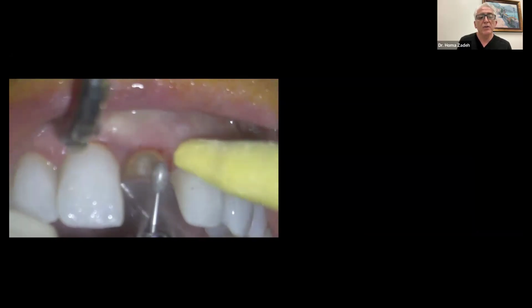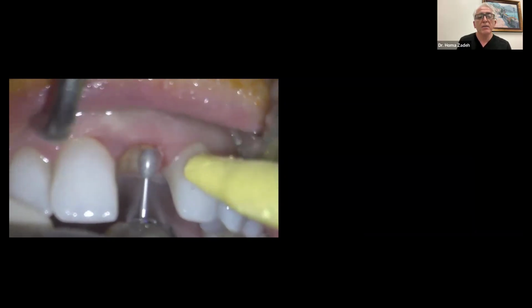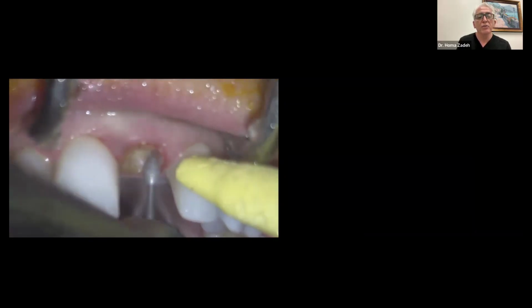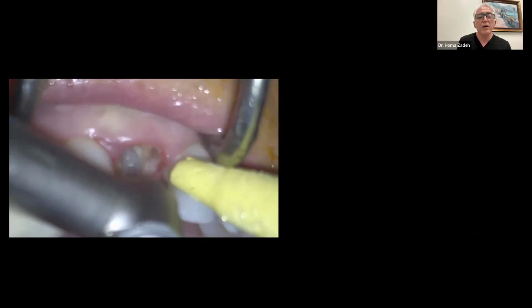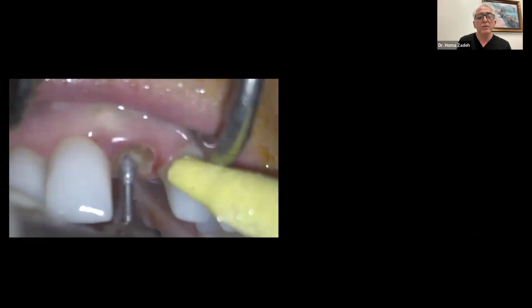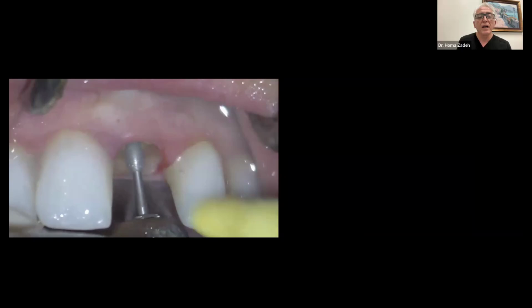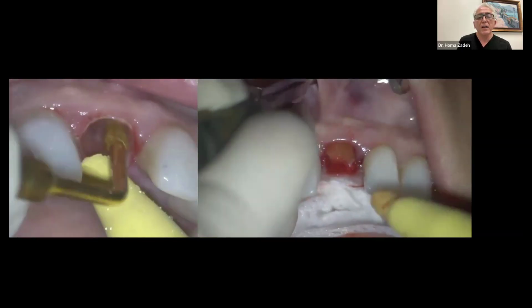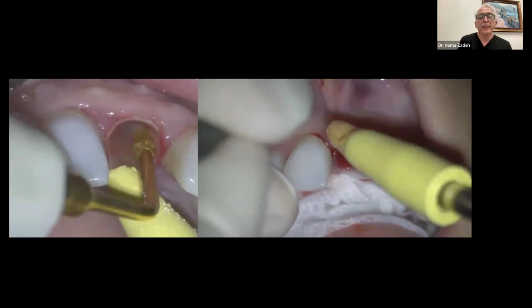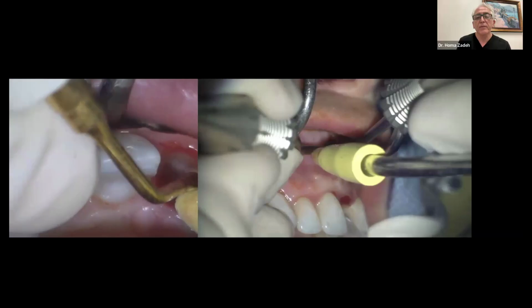Then we're going to do a socket shield to just basically erode most of the tooth structure, starting with a diamond and then diamond burr, and then going with piezo surgery to reduce more and more of it. And then we're performing osteotomy to perform the implant site preparation.